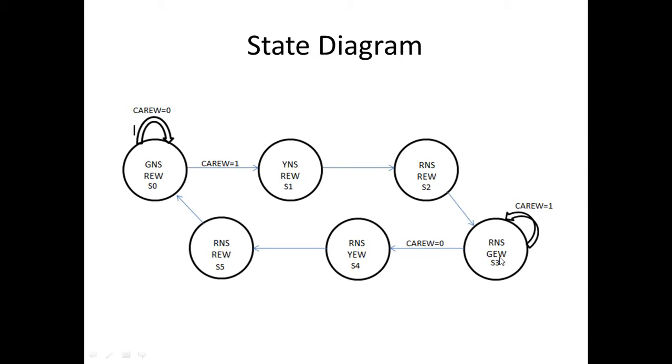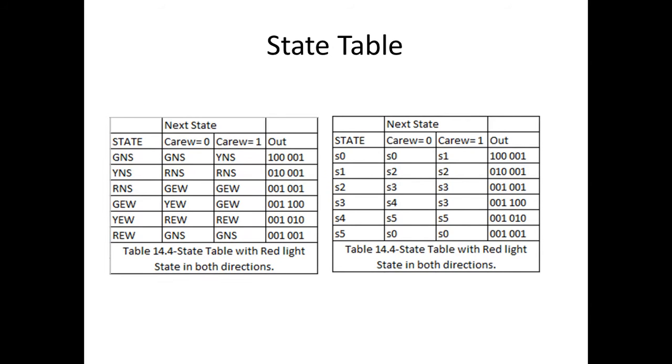East-west becomes green. And as long as there's a car in east-west, it's going to stay in that state. If there's not a car there, then it's going to continue on and east-west becomes yellow and then red. This is the second state where both of the lights are red for both directions. And then after that, it just goes back to north-south being green. Here is the state table, and this is basically the same thing but in state format and next state. I'm now going to show you the code.